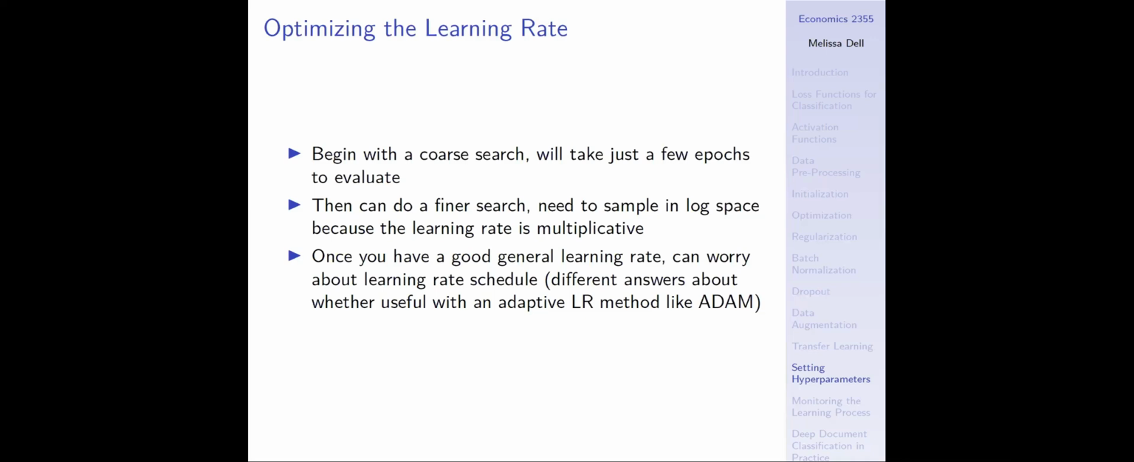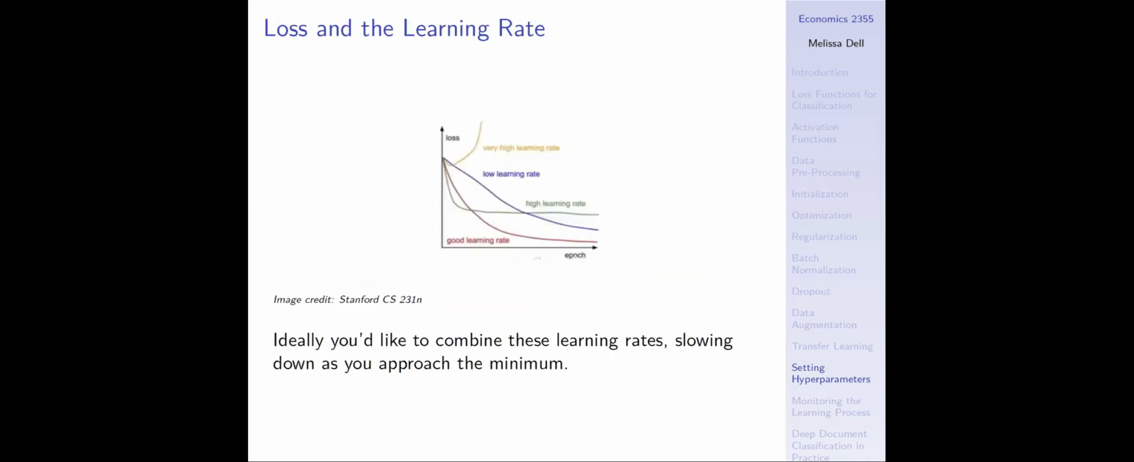And just worry about getting a good learning rate first, and then you can worry about learning rate schedules, which you may or may not need depending on what method you're using. As we talked about last class, a method like Adam for optimization is already adapting the learning rate. So there it is less central to have an adaptive learning rate schedule, but people differ on whether they think it's still desirable.